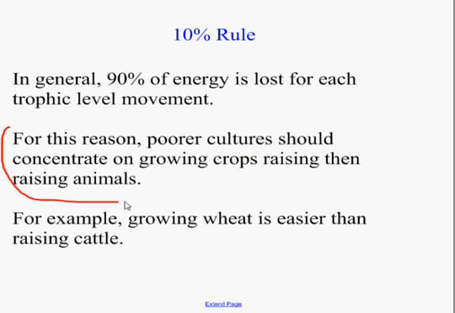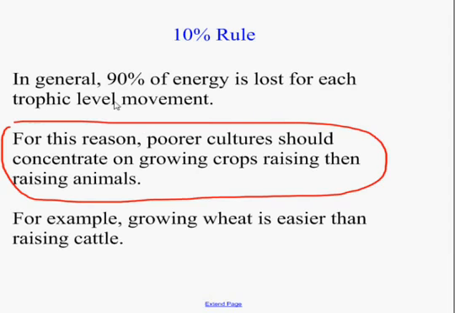For this reason, it really makes sense for poorer countries to concentrate on growing crops rather than raising animals. Because the animals are higher up the trophic level, they have to eat the crops, and they're going to lose 90% of their energy before it gets into them. And that is why if you're in a very wealthy country like the United States, we will actually grow wheat just for the purpose of feeding it to cows so that we can eat the cows. We lose a ton of energy as we go through that trophic level, but we've got energy and money to burn.